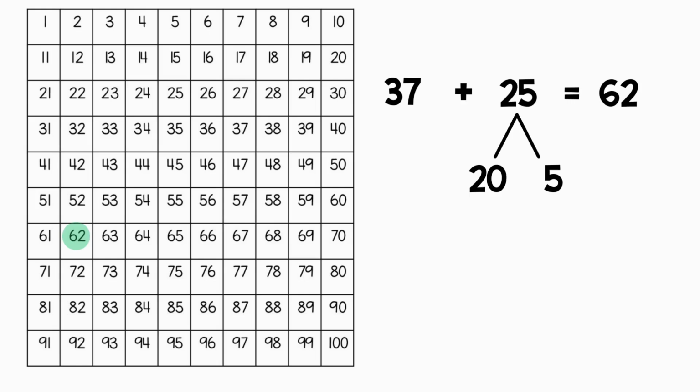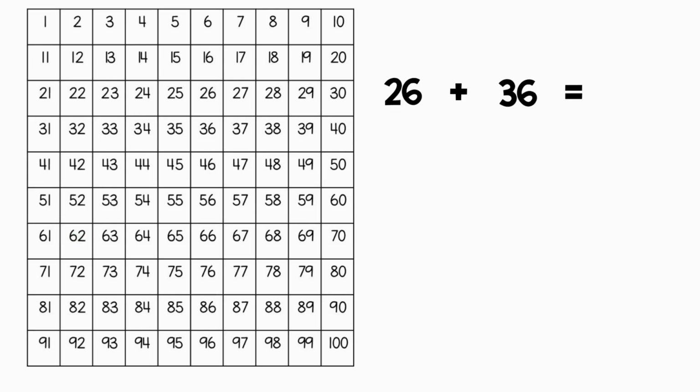Let's do one together. Make sure you have something to write with. If you have a hundreds chart, you can use it as you work. If you don't, you can use the one on the screen. Write the problem 26 plus 36. Then make a number bond under the second addend to break it up into tens and ones. You can pause the video while you work, then press play. Press pause now.